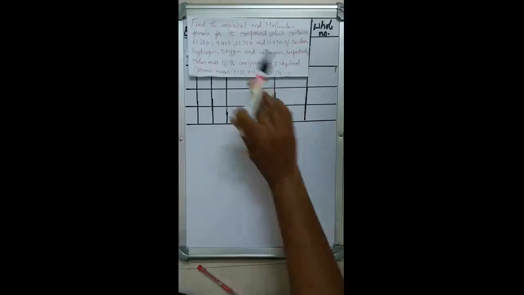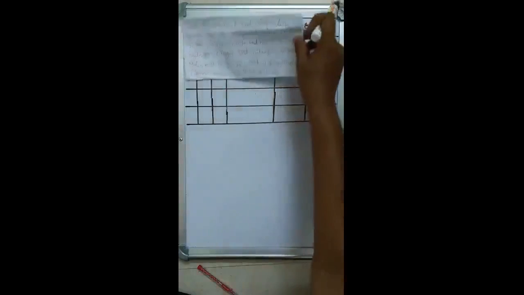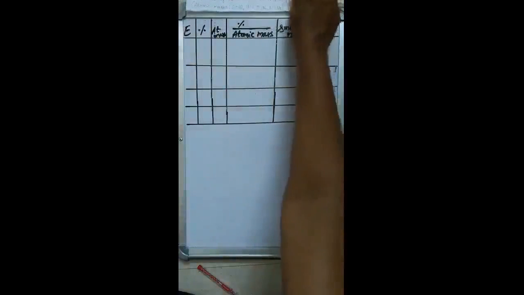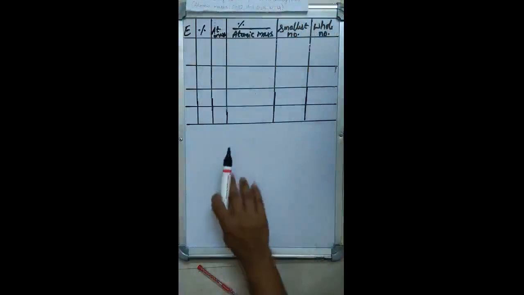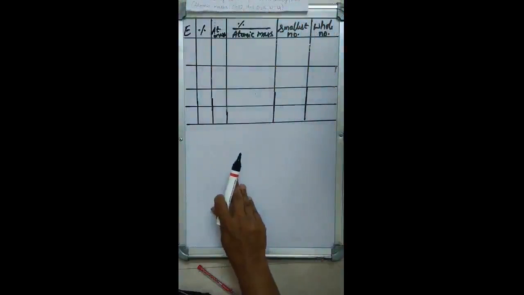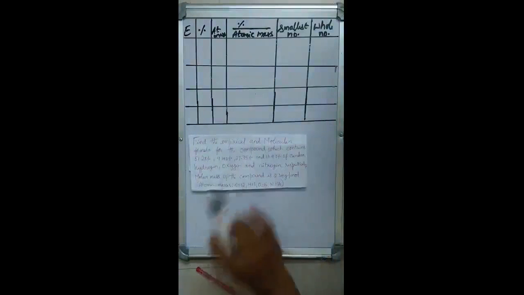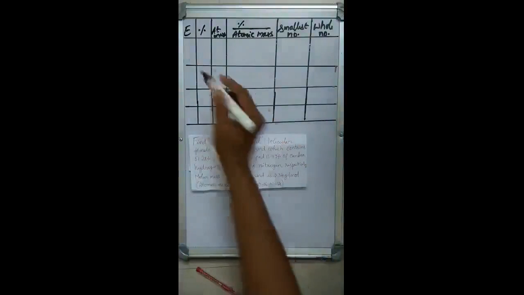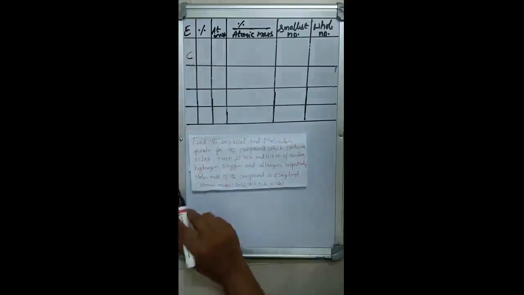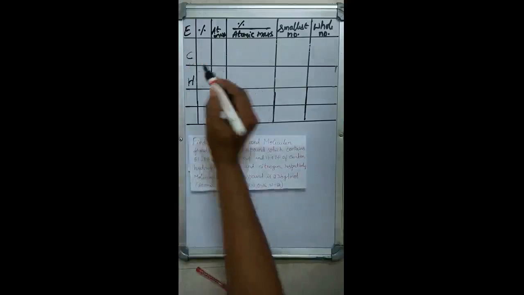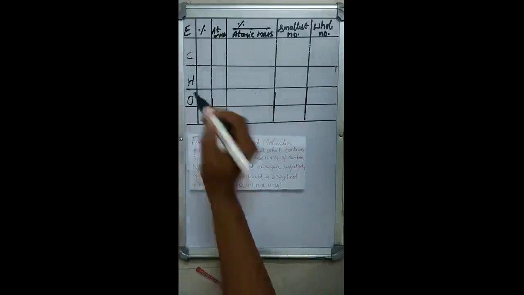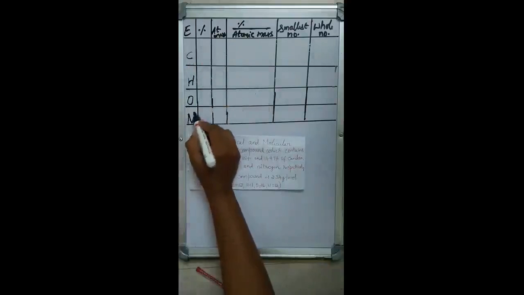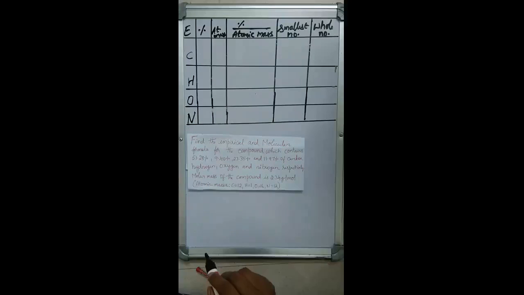Now, I have already drawn the table with columns. What elements are given? Here I will write the question's elements. That is carbon, so I will write carbon. Next hydrogen, then oxygen, and next nitrogen. Carbon, hydrogen, oxygen and nitrogen are given.